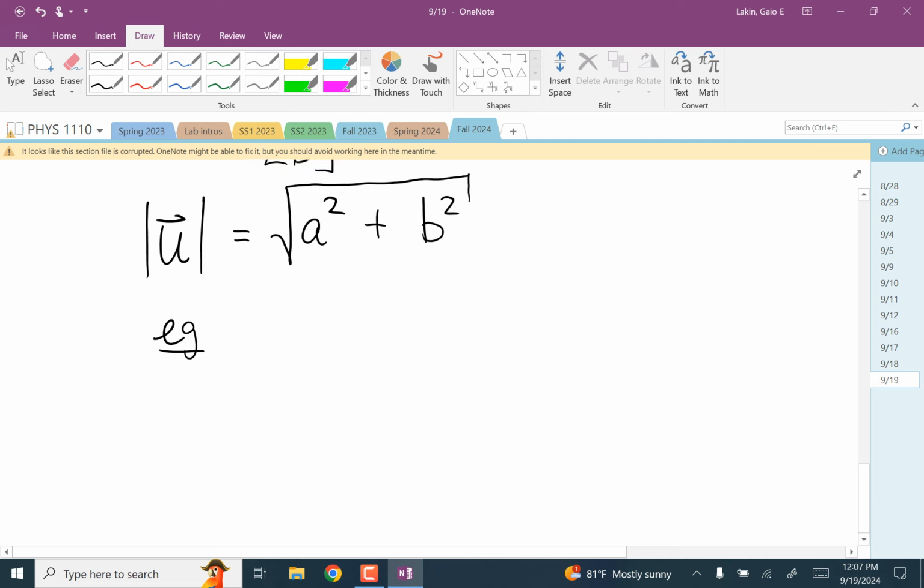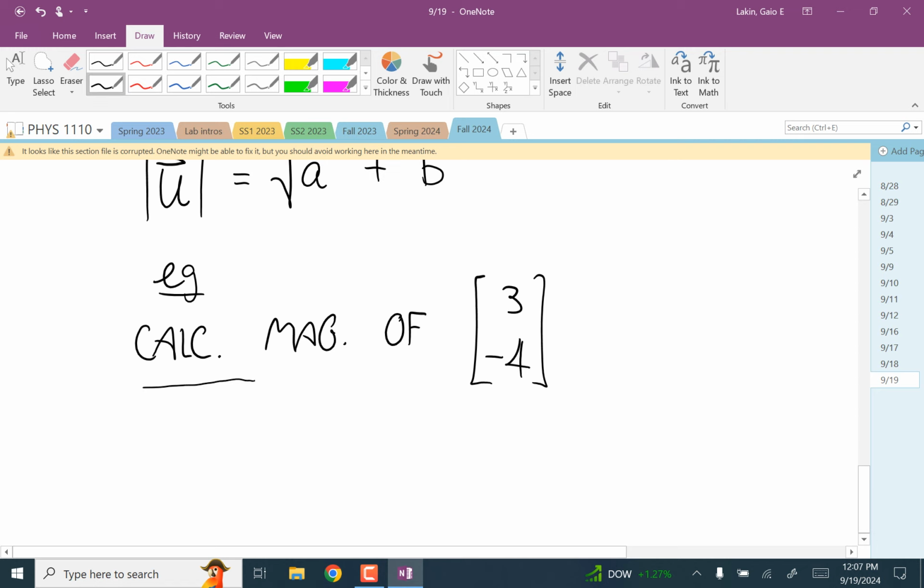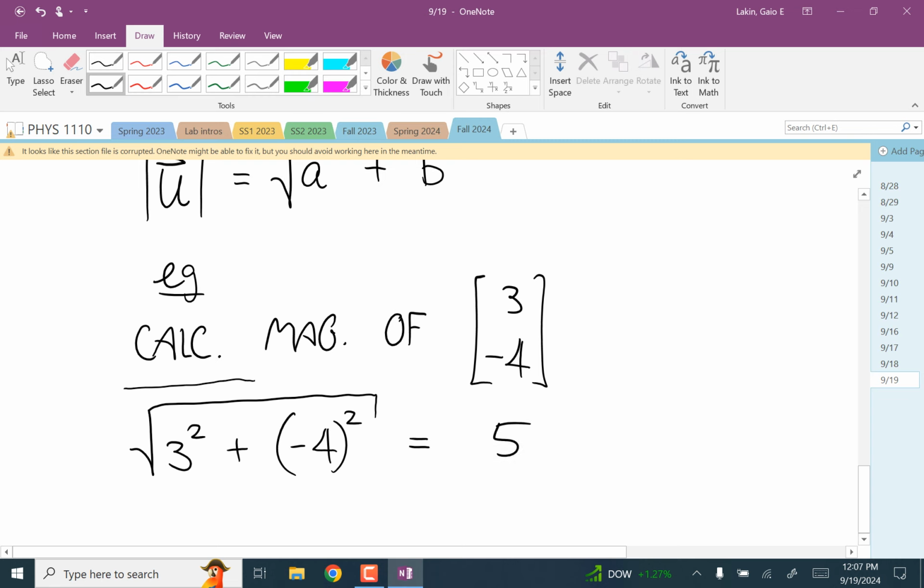Okay, so let's do an example of this. Let's say that we want to calculate the magnitude of the vector 3, negative 4. Well, that is 3 squared plus negative 4 squared, all square root. 3 squared is 9, 4 squared is 16, so this comes out to be the square root of 25, which is 5. Okay?